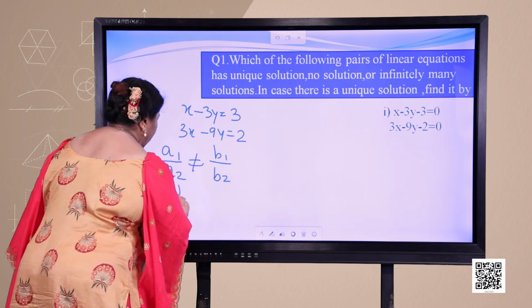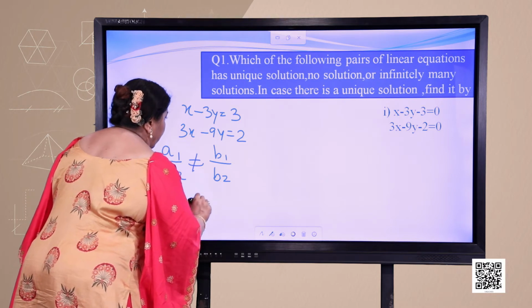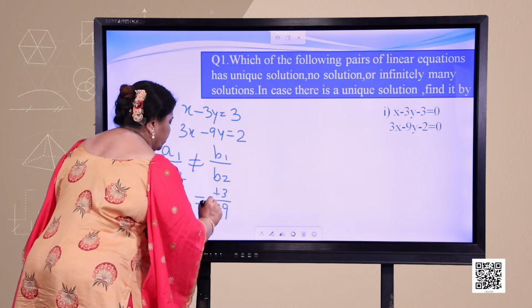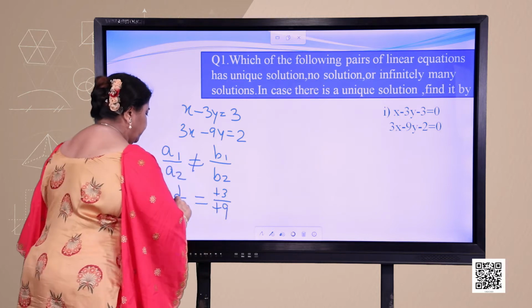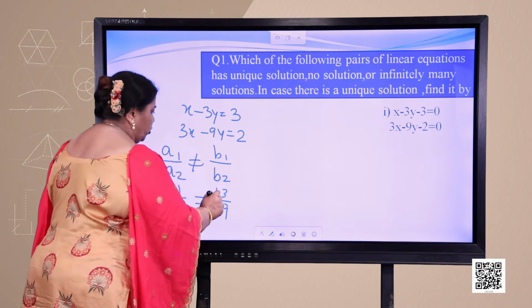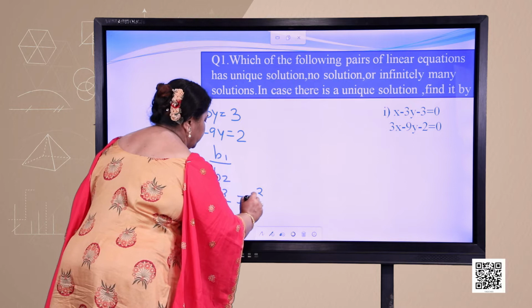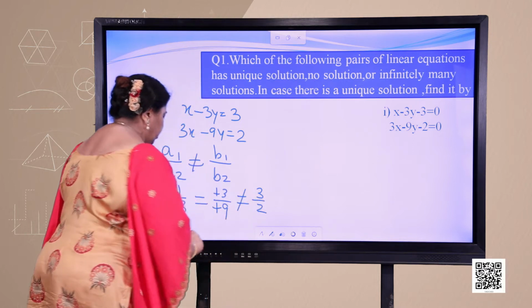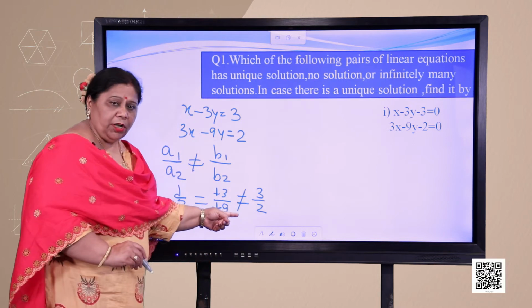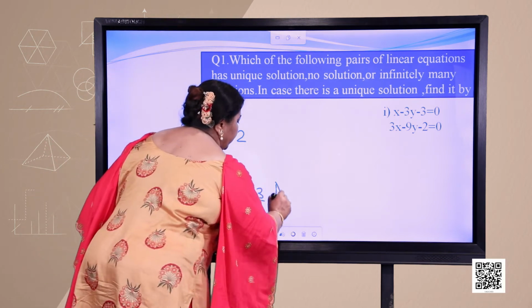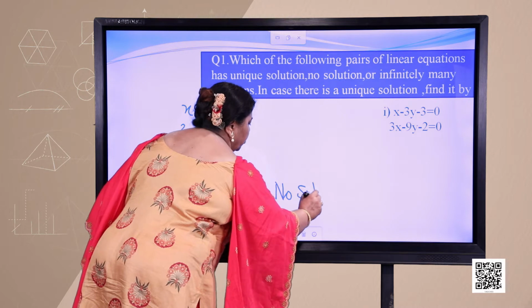Let us see, we have 1 upon 3 and here minus 3 upon minus 9. So, what do I get here? a1 upon a2 is equal to b1 upon b2. Let me see c1 upon c2, it is 3 upon 2. So, these two are equal, but not equal to 3 upon 2. This is the case of no solution. So, in this case we have no solution.